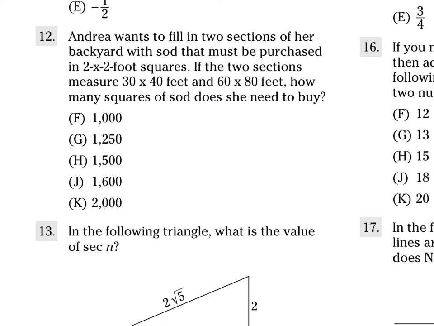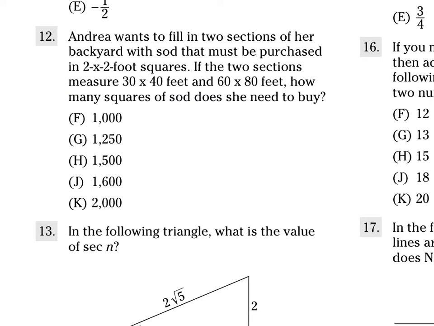Number 12, Andrea wants to fill in 2 sections of her backyard with sod that must be purchased in 2 by 2 foot squares. If the 2 sections measure 30 by 40 feet and 60 by 80 feet, how many squares of sod does she need to buy?